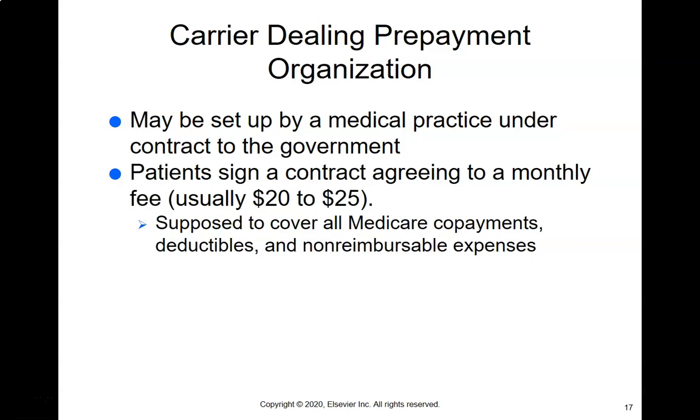Carrier dealing prepayment organization. It may be set up by a medical practice under contract to the government. Patient signs a contract agreeing to a monthly fee, usually $20 to $25. It's supposed to cover all Medicare copayments, deductibles, and non-reimbursable expenses.